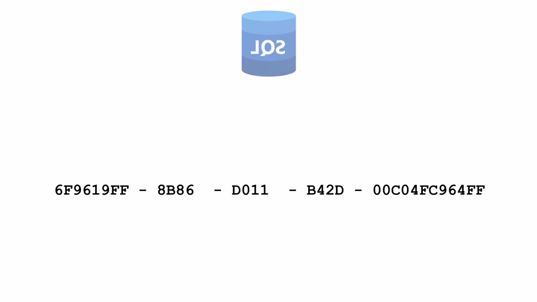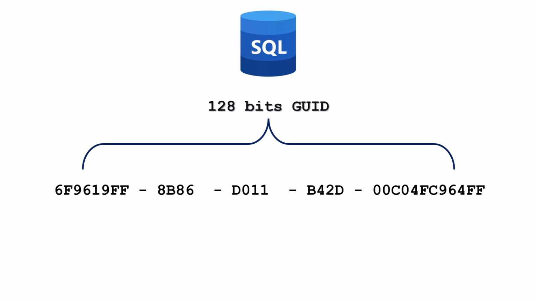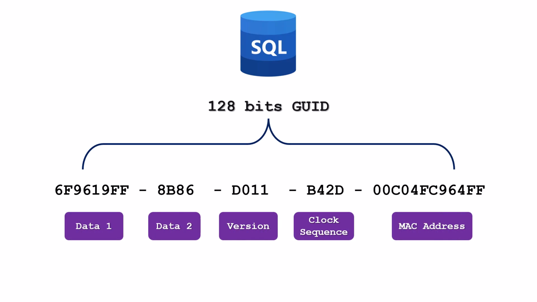Hi there. A unique identifier column in an SQL table stores GUIDs, 128-bit values that are unique, not just in your table, but across the entire world. Let's learn how to create one in an SQL Server table.